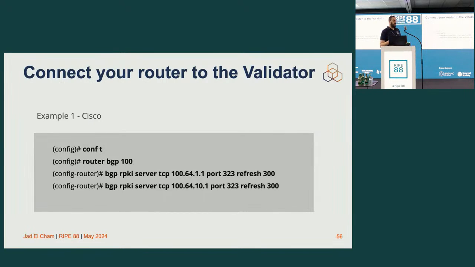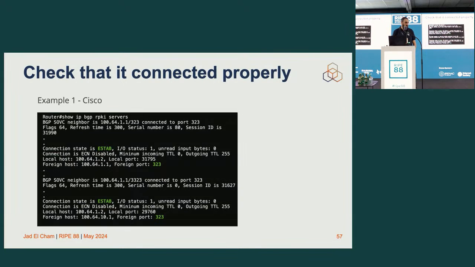So all you have to do is go into the router BGP config mode on Cisco's platform, and then you define there the RPKI server. That refers to the validator software. And then you specify that it's a TCP connection. You should have the IP addresses and the ports of these validators, and then how often you want to go and ping these validators to download the data, right?